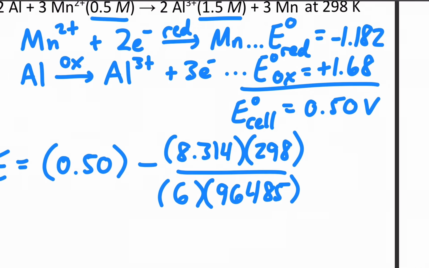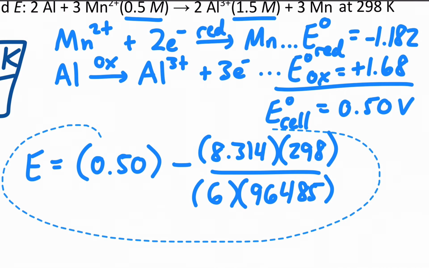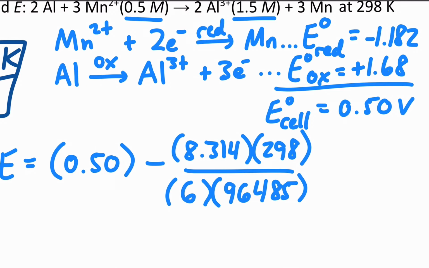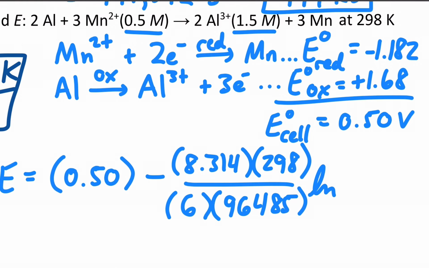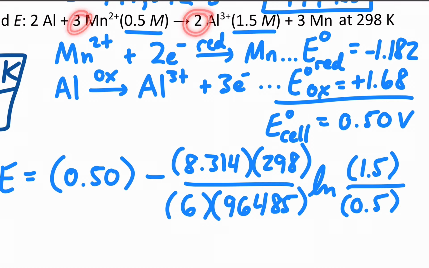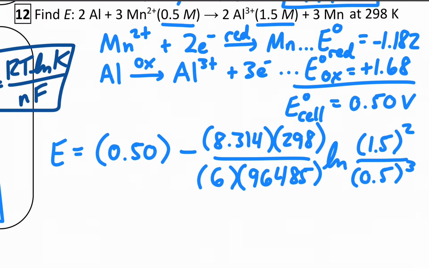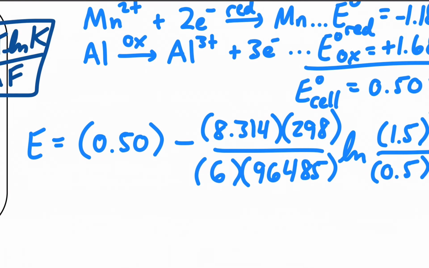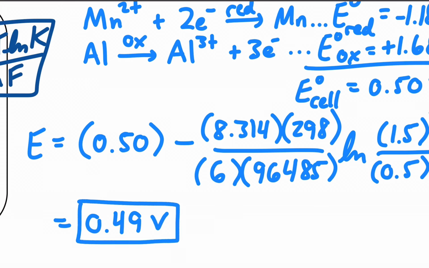What about the log of the reaction quotient? Well, the reaction quotient is going to be products over reactants. If you just picture the expression, it's aluminum in the numerator and manganese in the denominator. So I have 1.5 divided by 0.5. But don't forget those coefficients. You'll have a coefficient of 2 and 3 that respectively become your exponents. So I have a big, lengthy equation. When I plug all that into my calculator, I get an E of 0.49 volts. It is ever so slightly smaller than standard.